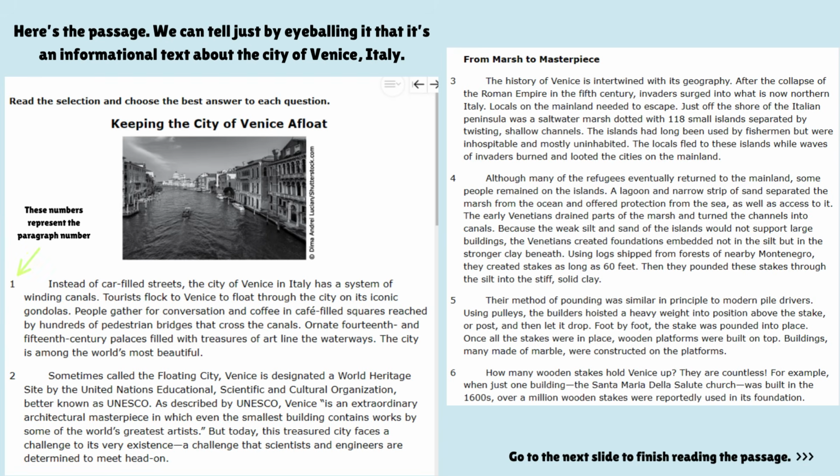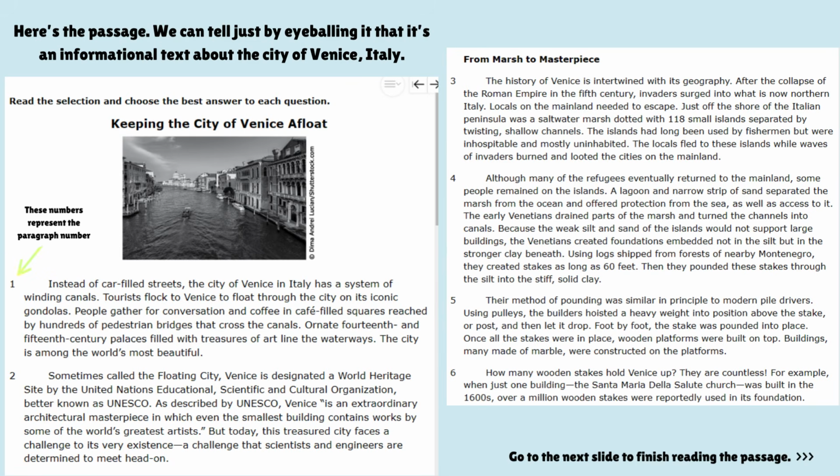Tourists flock to Venice to float through the city on its iconic gondolas. People gather for conversation and coffee in cafe-filled squares reached by hundreds of pedestrian bridges that cross the canals. Ornate 14th and 15th century palaces filled with treasures of art line the waterways. The city is among the world's most beautiful.